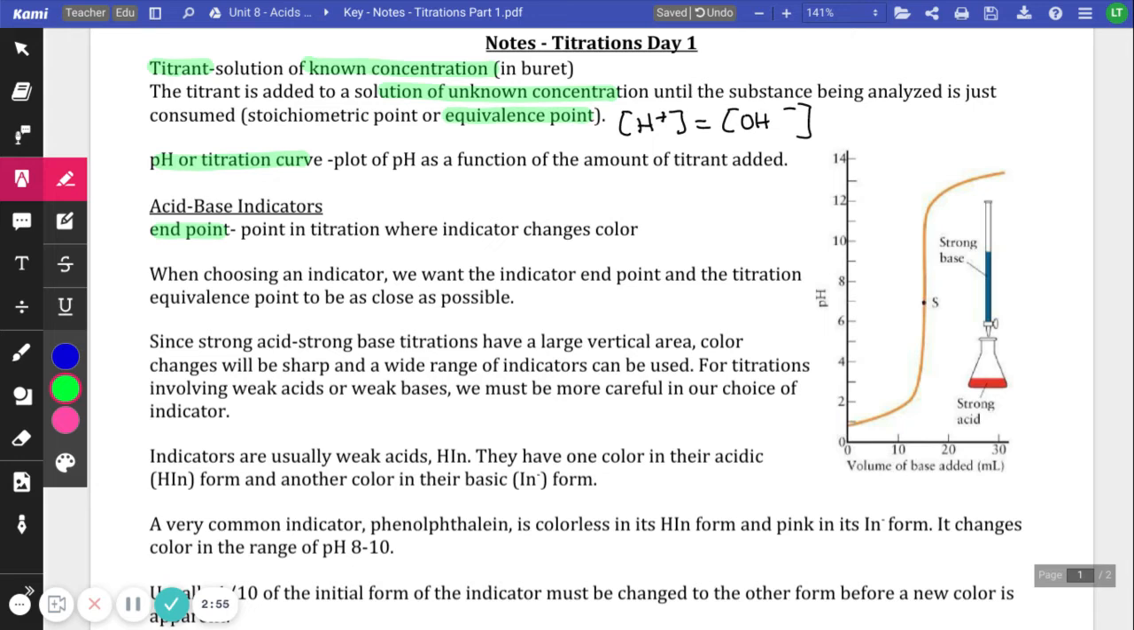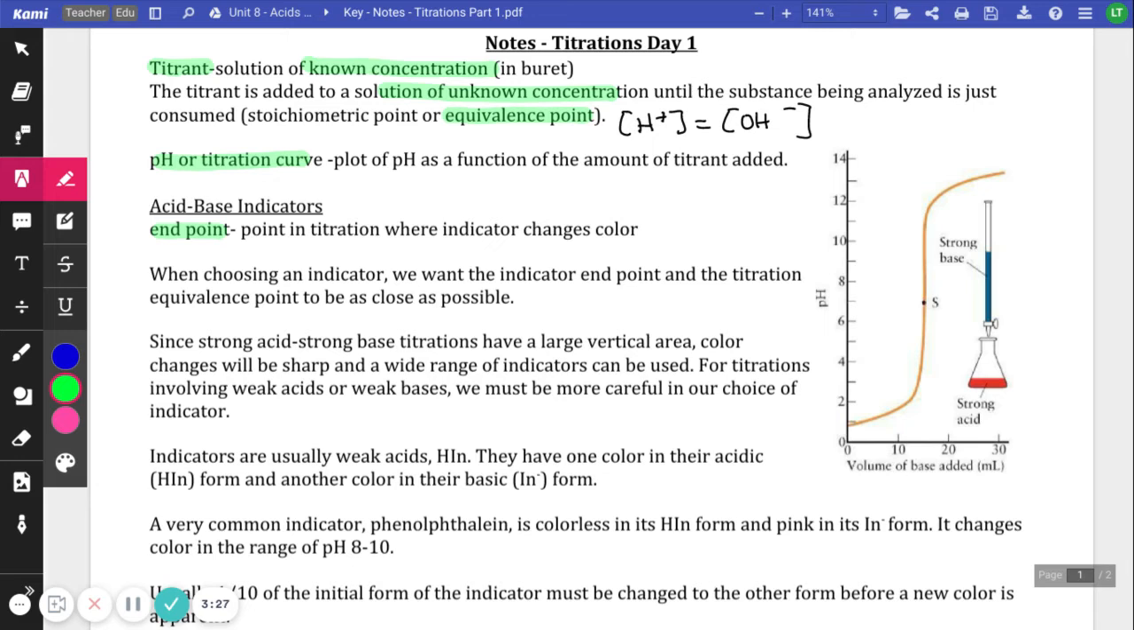Now, there's a lot of different indicators that we can choose from. Most commonly, we use something called phenolphthalein. Phenolphthalein is clear whenever it's in an acidic pH, as most indicators are. And then as soon as it turns basic, it turns hot pink. And so we try to get it to this point where it's a light pink that's going to be really close to our pH of 7. And that's how we can tell that we're at our endpoint, through our indicator.